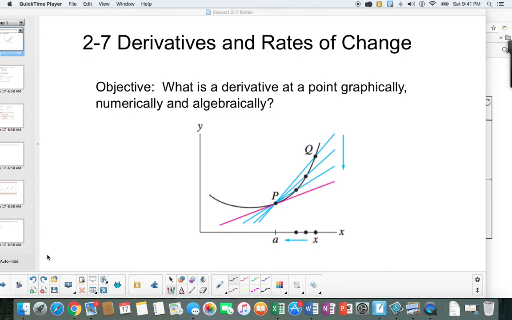Lesson 2-7, Derivatives and Rates of Change. Objective: What is a derivative at a point graphically, numerically, and algebraically?